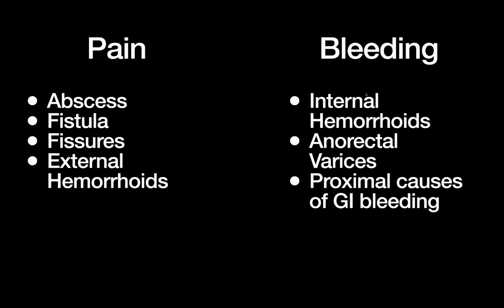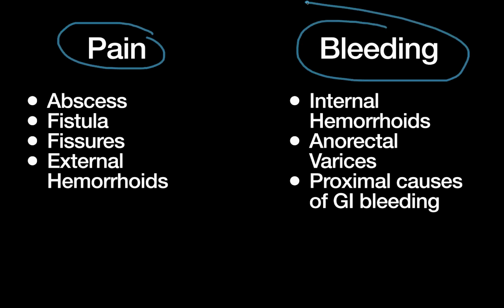So today, like I said, benign anorectal disease, and you can really only have two major complaints when it comes to anorectal pathology, and those complaints are either pain or bleeding, or, of course, both in certain diseases. So we've broken these lists down based on those two major categories of symptoms that the patient presents with, and we're going to go through these systematically.